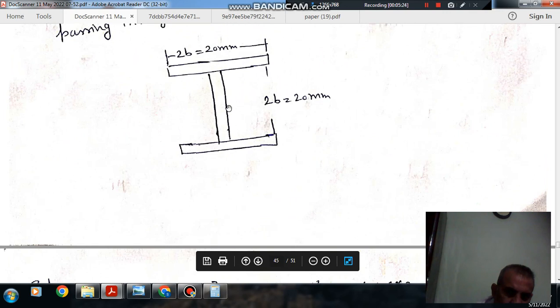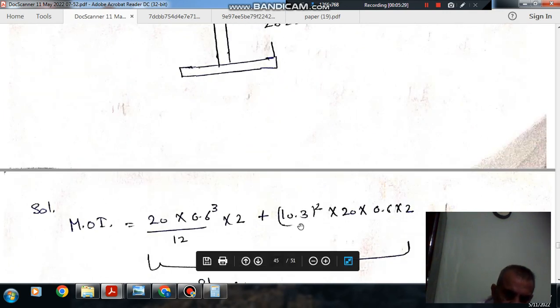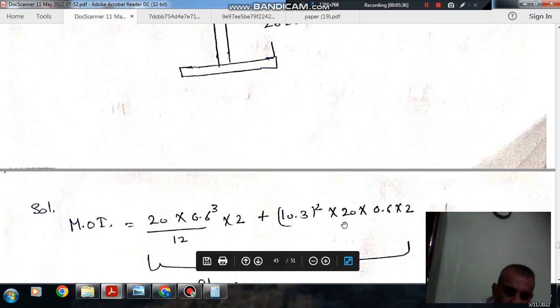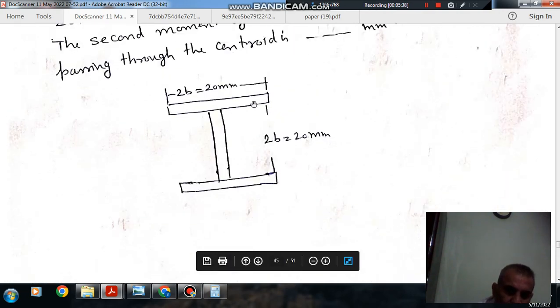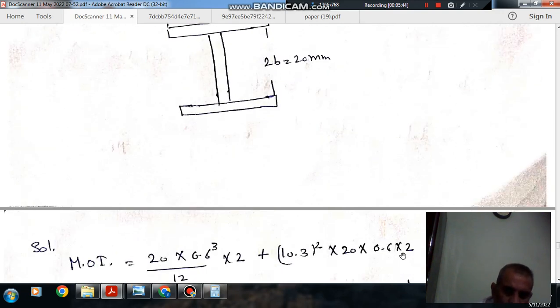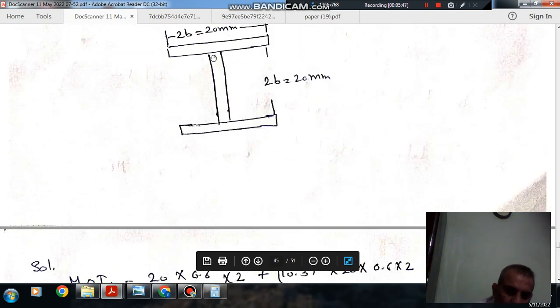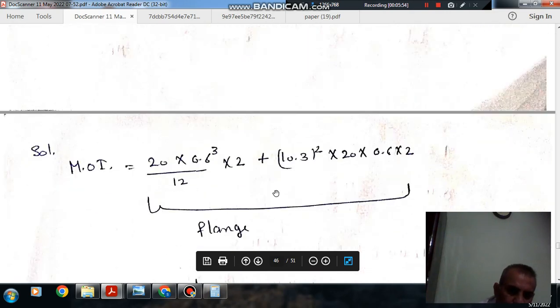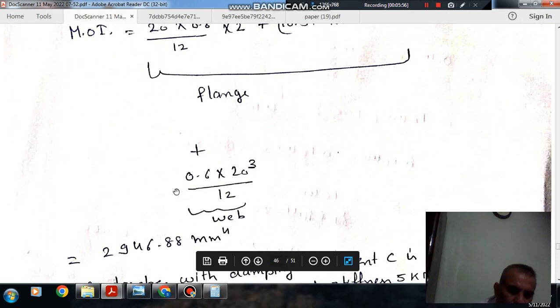So here the distance is 10 plus 0.3. Using parallel axis theorem, the distance between the center of this axis and the center of this axis is 10.3 squared, into area of this, 20 into 0.6, and as there are two flanges, we multiply by 2. Okay, and the moment of inertia of this web part is 0.6 into 20 cube by 12. So solving this we get 2946.88 mm4.